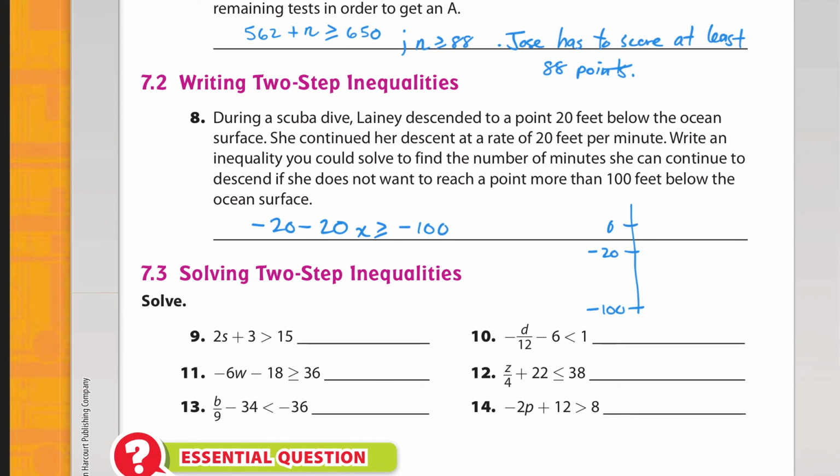So let me erase this here. And so x has to be less than or equal to 40. So Lainey can dive no more than 40 minutes.